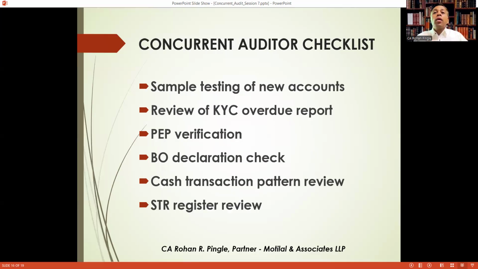Let's see the practical audit checklist for the concurrent auditor. The practical audit approach includes: select 20 to 30 new accounts, review the KYC overdue MIS, check 5 high cash transactions or high cash accounts, examine 2 NGO or trust accounts, and review the internal suspicious reporting mechanism. Documenting findings properly is very necessary.